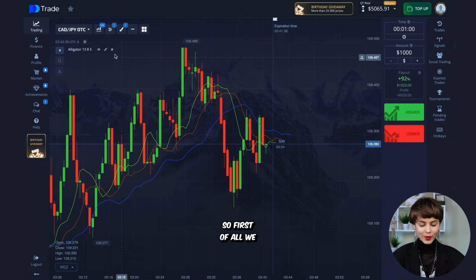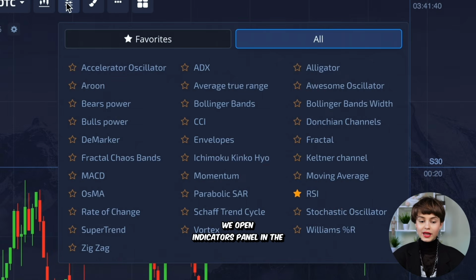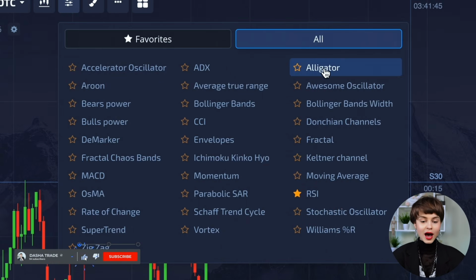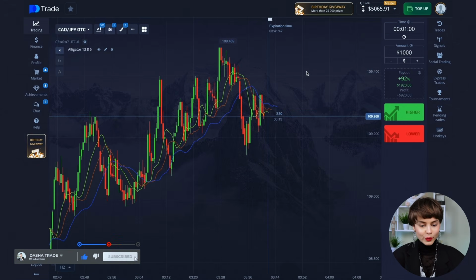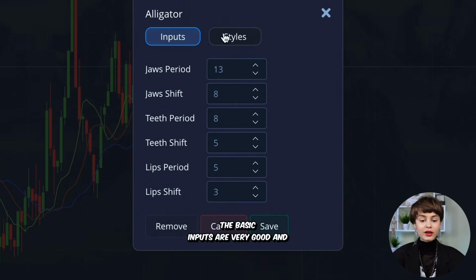So, first of all, we need to apply the indicator. It's very easy to do. We open the indicators panel in the left upper corner on our favorite platform. All of the links are in the description. We click the indicator, and what matters the most is managing it. Here we change nothing. The basic inputs are very good.